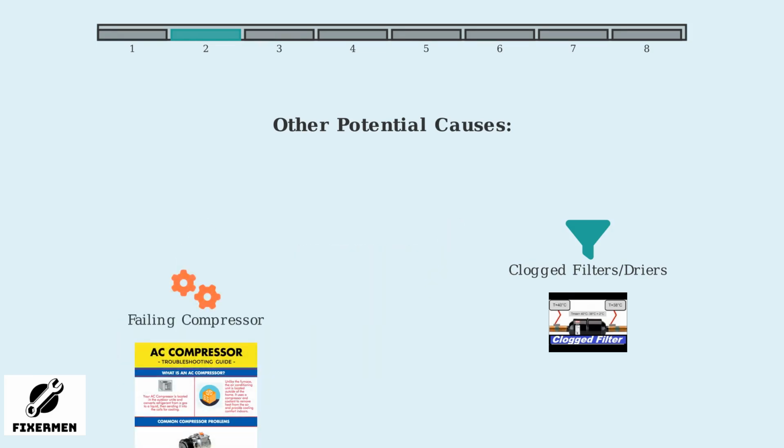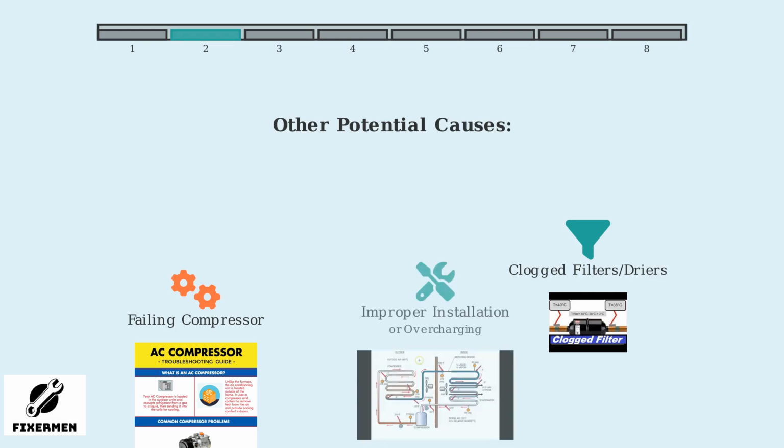A failing compressor can also cause low pressure readings. If the compressor isn't pumping refrigerant effectively, pressure drops throughout the system. Improper initial installation can lead to ongoing pressure issues, such as incorrect refrigerant charge levels. Overcharging the system with too much refrigerant can also cause abnormal pressure readings over time.